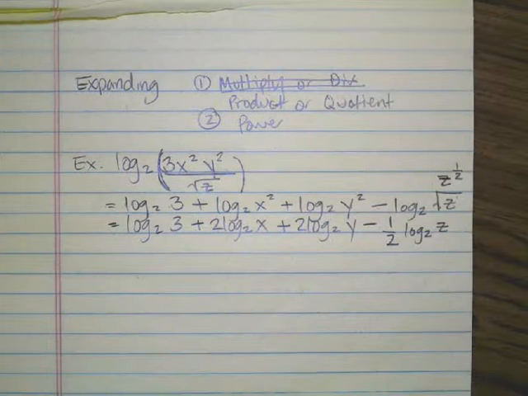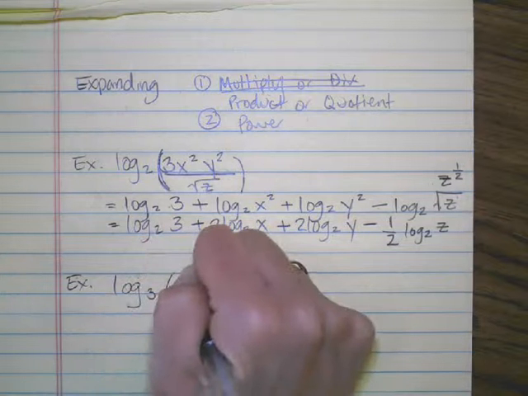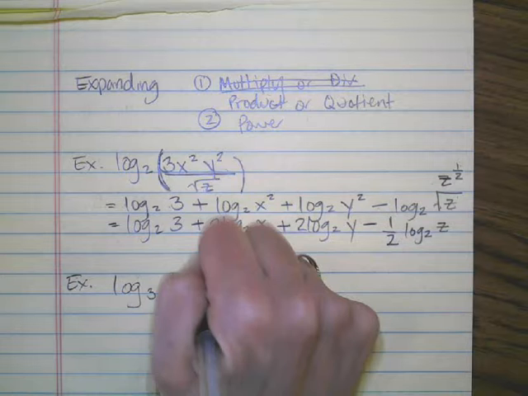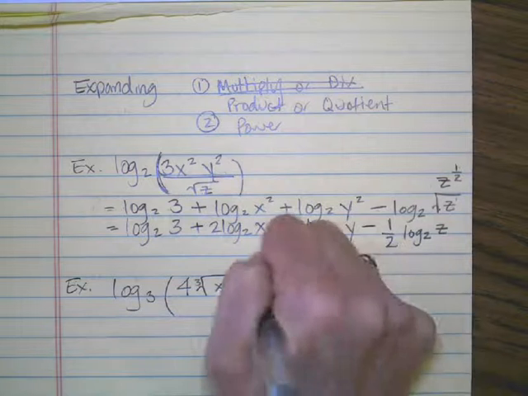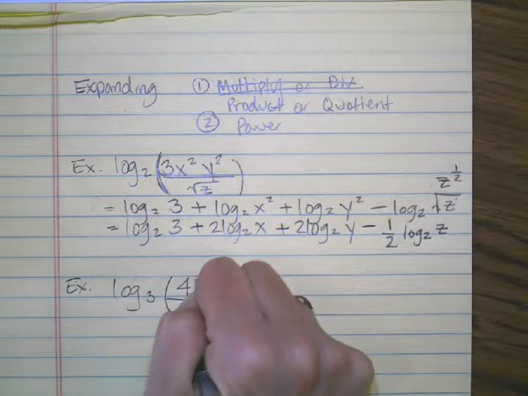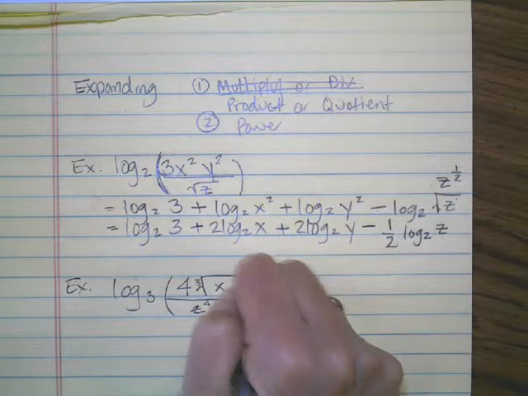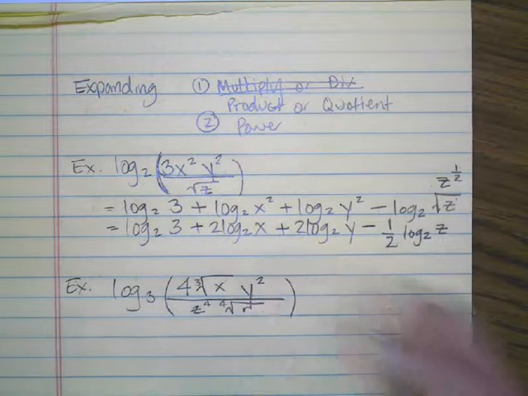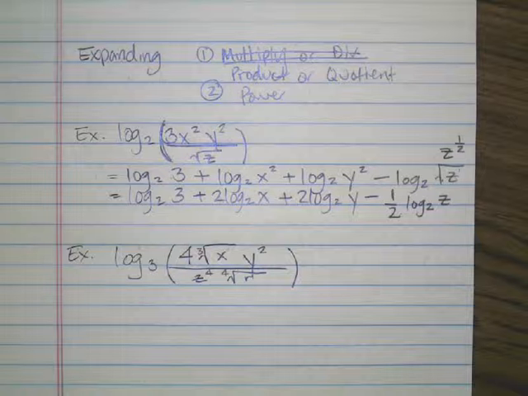Okay. So this is going to be log base 3 of 4 cube root of x y squared divided by z to the 4th root of r. So we're going to expand it. Yeah, it's almost the same thing as this, only just like one little step harder.